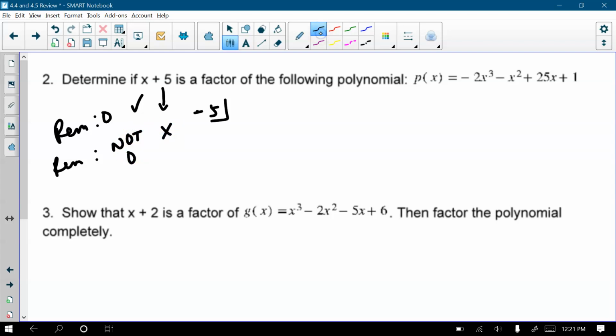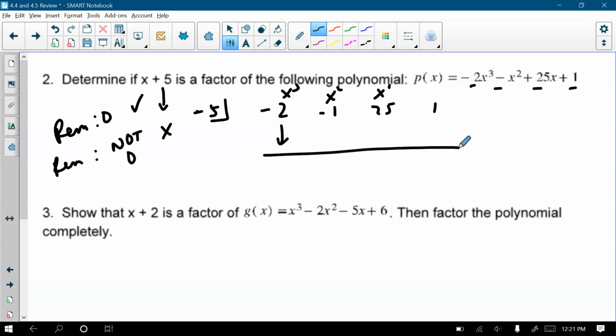So let's go ahead and list these coefficients in order. Make sure you are not skipping any. So let's do negative 2 for x cubed. Let's do negative 1 for x squared. Let's do 25 for x to the first, and then let's just do 1. Please make sure you do not skip them. Make sure you're putting placeholders. Like if x squared was missing, you would put a 0 here. That's what I mean by placeholder.